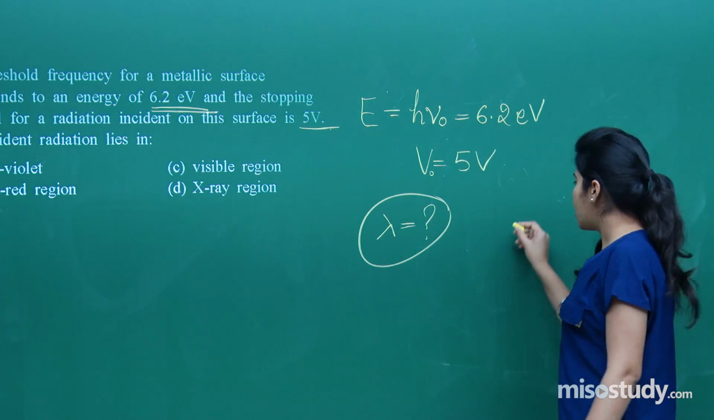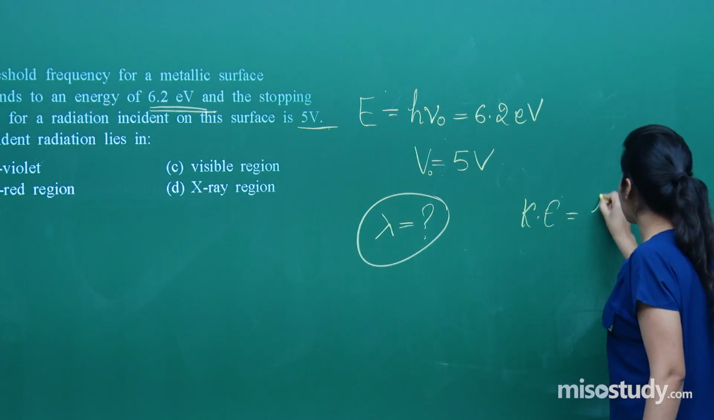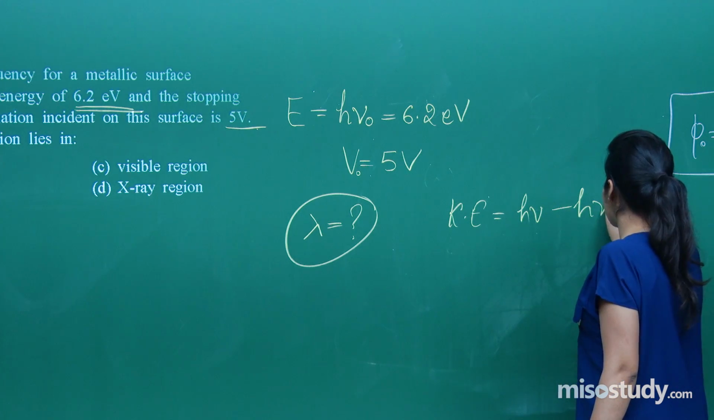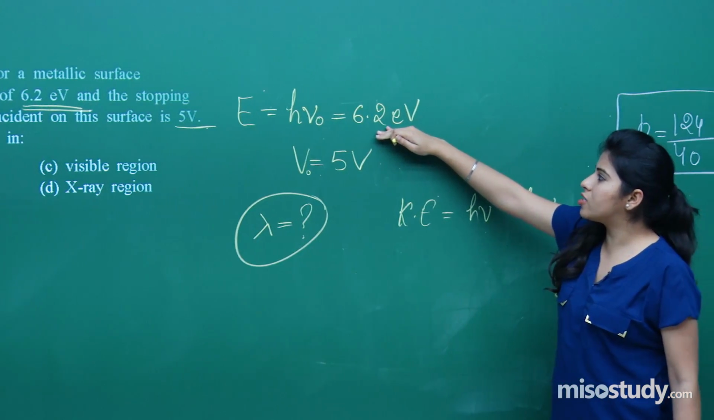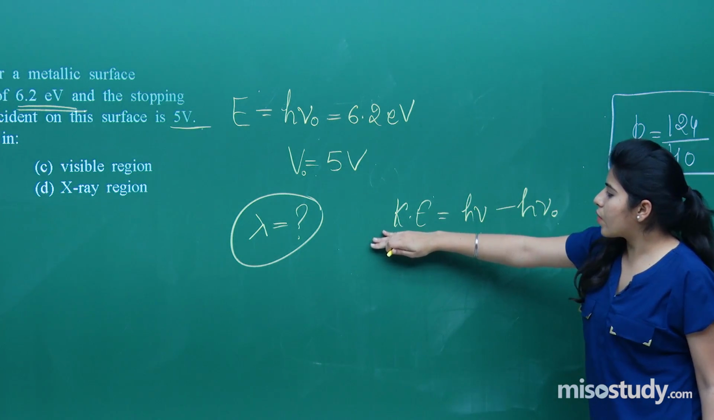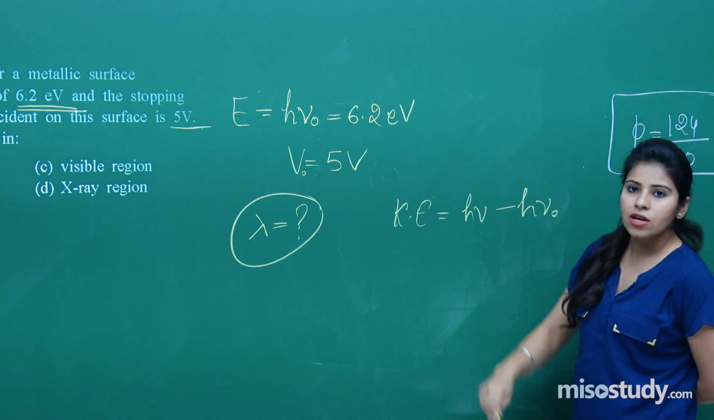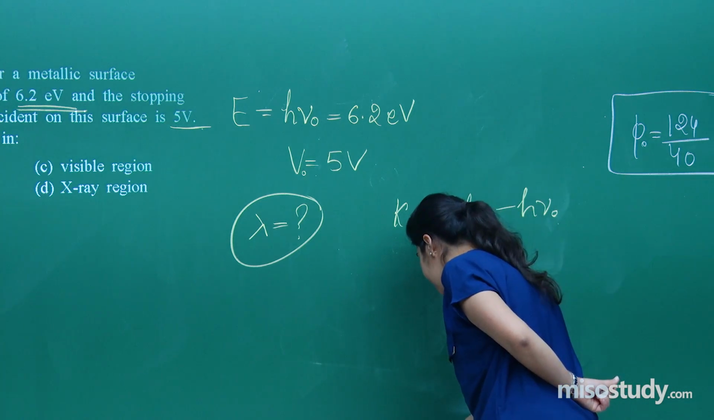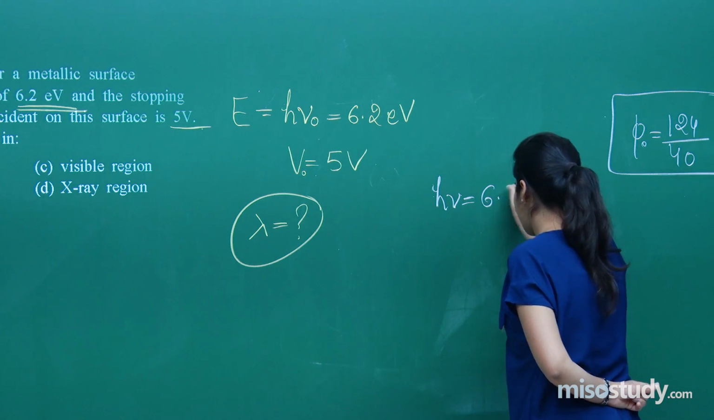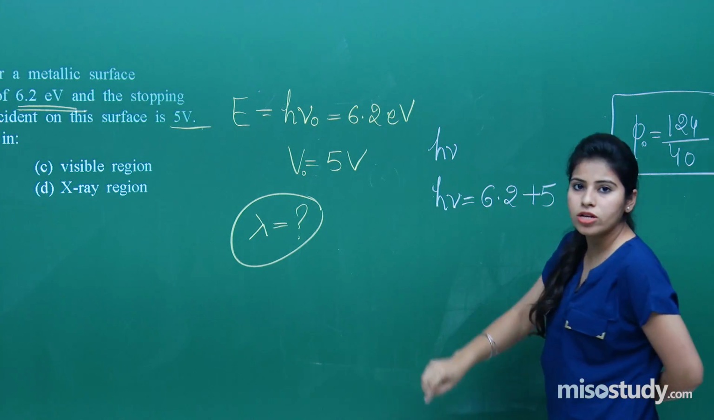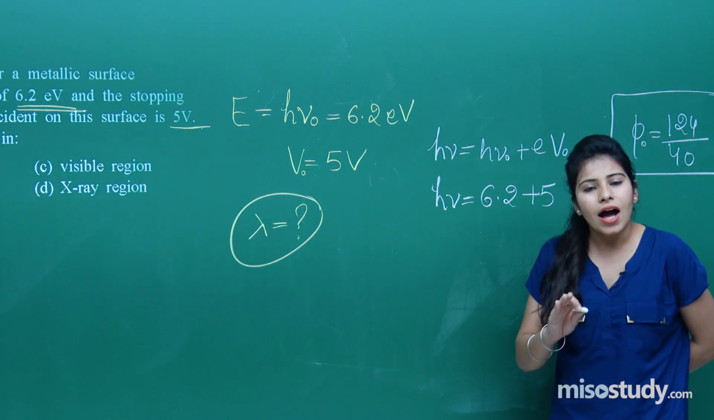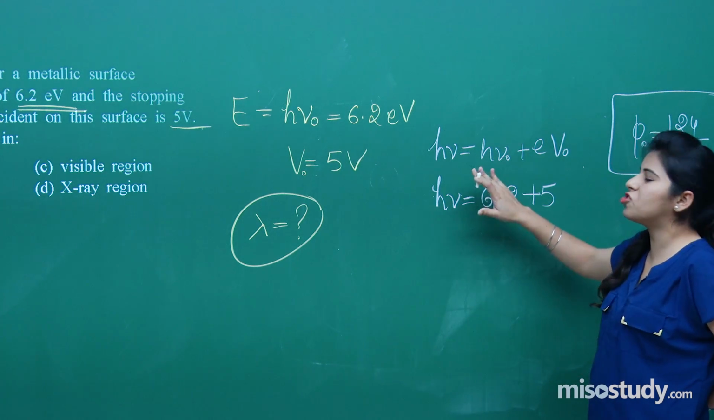And how can we find the wavelength? We know that there is a relation, and the relation is kinetic energy equals h nu minus h nu naught. And it has been given that h nu naught is 6.2 electron volt. Now, the something that is missing here is, all right, I can write this as e into V, and V is 5 volt. What I can start here with, just let me remove this, and we will start with h nu equals 6.2 plus 5, because we know that h nu is nothing but h nu naught plus e into V naught. How can I say this?